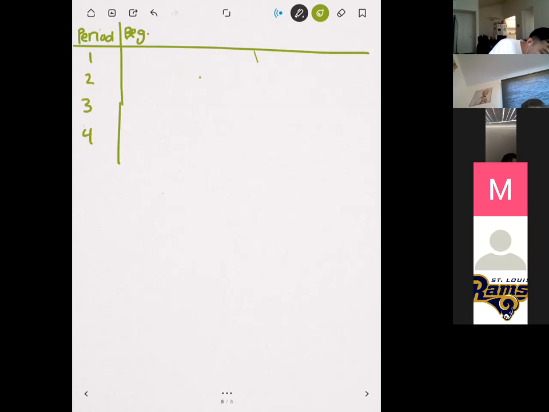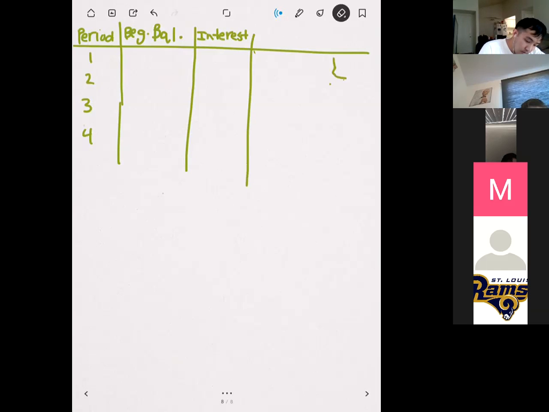Our next column here is our beginning balance. I'm trying to write small just so I can fit everything. Next, we have our interest. Next, we have our principal paid.